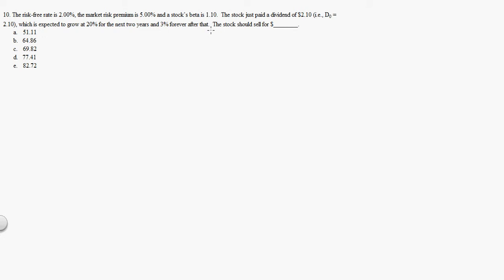All right, last one, number 10. We have a stock that grows at 20% for the next 2 years and forever after that, so we know we need to have P0 is equal to D1 over 1 plus K. We're not given K. Let me come back to that. Or D2 over 1 plus K squared plus P2 over 1 plus K squared. Because we have 2 years of growth, we go out 2 dividends and then find P2.